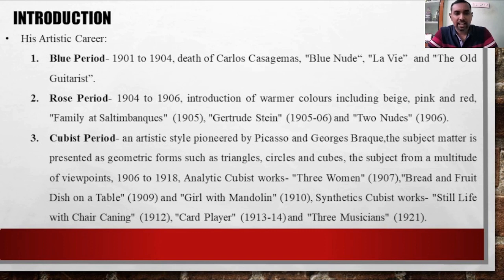By 1905, Picasso had largely overcome the depression that had previously debilitated or weakened him, and the artistic manifestation of Picasso's improved spirits was the introduction of warmer colors, including beiges, pinks, and reds. Beige is a very light brown color for your information. And this particular period is known as his Rose Period, and this extended from 1904 to 1906. Some of his most famous paintings from these years include Family of Saltimbanques, which was made in 1905, Gertrude Stein, and Two Nudes.